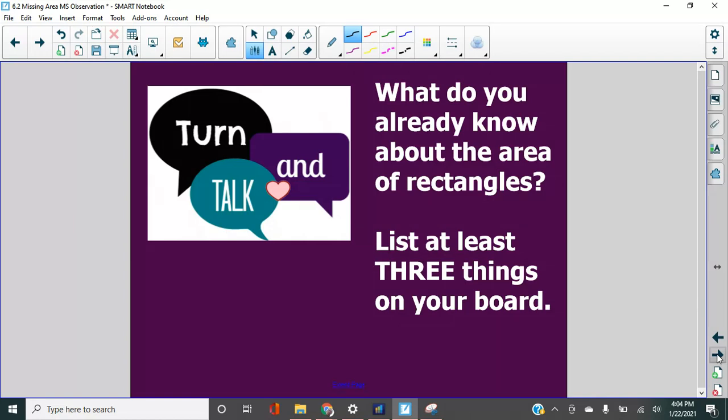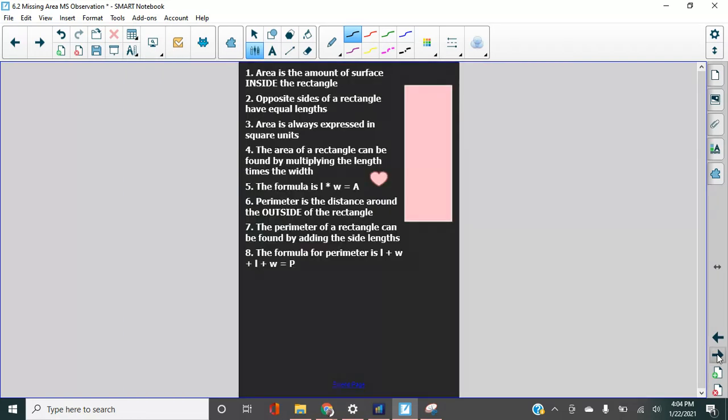Area is a measurement of space of square units, right? Square feet or square yards or square anything, right? You could even talk about rectangles are quadrilaterals. They have 4 sides, lengths and widths. So many things that we know about rectangles. Here's some more, right? We said that one. Opposite sides of a rectangle have equal lengths. Oh, I didn't say that, right? This side is equal to this side. Square units, yep, we said that.